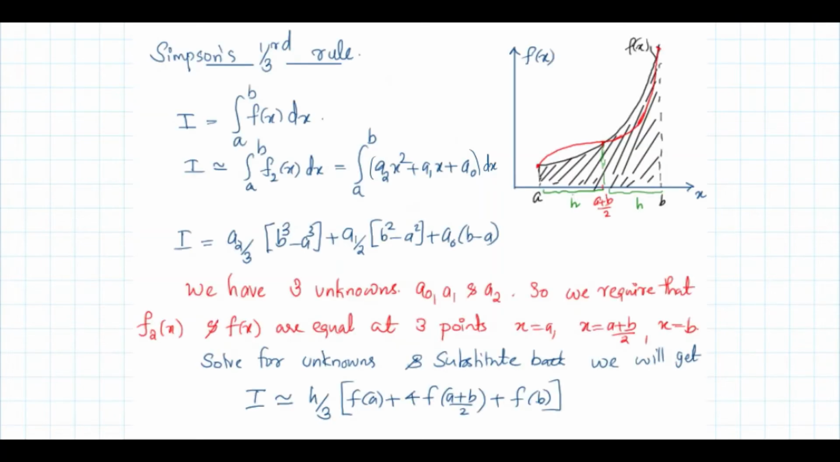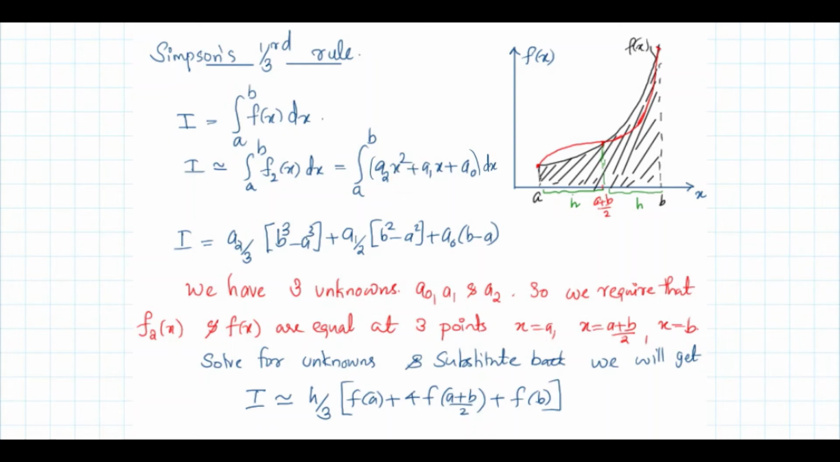Okay, now Simpson's 1/3 rule. The only difference is here you are going to approximate this function f of x with a second degree polynomial, a2 x square plus a1 x plus a0, integral a to b. Again, this function you know how to integrate.